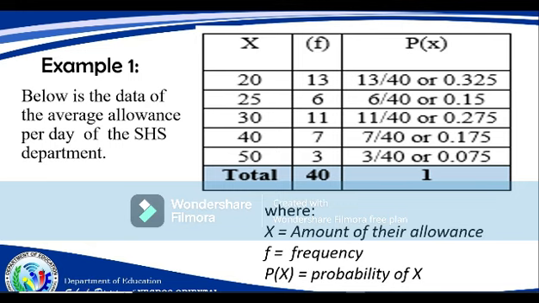So that's expected, there are 40 students in a class, and the probability of the random variable x would be 13 over the total number of frequency, that is 13 over 40, or 0.325. Then we also have 6 over 40, or 0.15, 11 over 40, or 0.275, 7 over 40, or 0.175, then 3 over 40, or 0.075. Then you will have here a total of 1. Okay, that's why it's a probability distribution table.